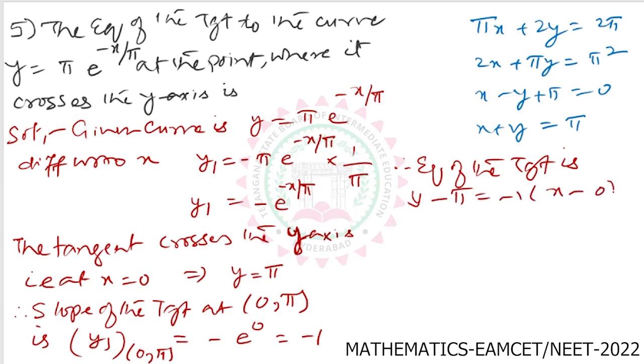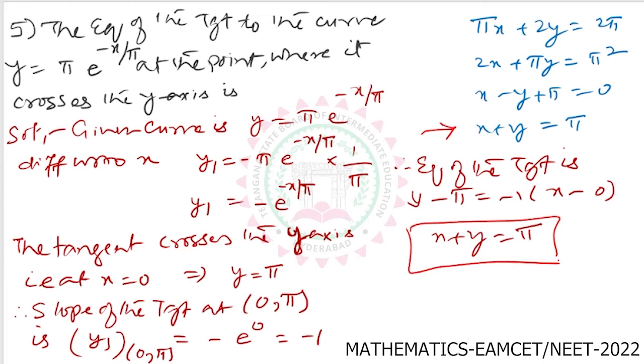What is x1? 0. So on simplifying, minus x will come to this side, x plus y, pi will go to the right hand side. Therefore, my answer is, what is the correct answer? x plus y is equal to pi. That is the fourth option, which is my required result. So this question was also asked in 2021 in another session. Okay? Right.